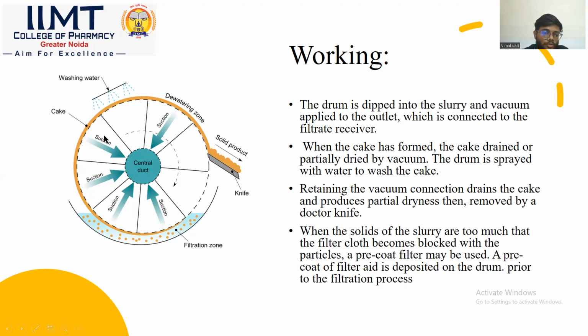Here we can see the whole process. These are the suction pumps which are connected to a vacuum pump, and then this is the slurry in which our drum is dipped. After that, a cake is formed over the drum, and then washing is applied over the drum to wash the slurry. And this is the dewatering zone, to remove the solvent or filtrate. And then this is the doctor knife to separate the solid or filter cake from the drum.